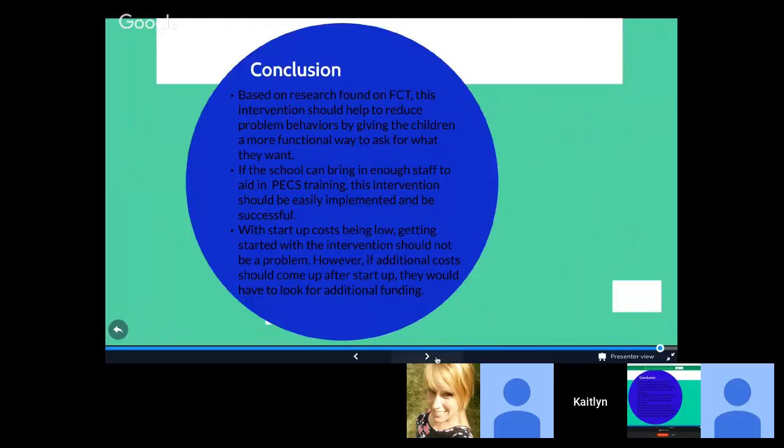However, if additional costs should come up after startup, they would have to look for additional funding. This may include, like we mentioned, having more staffing within the school and within the classrooms. But if parents are willing to volunteer to help out, it would still keep the costs fairly low.